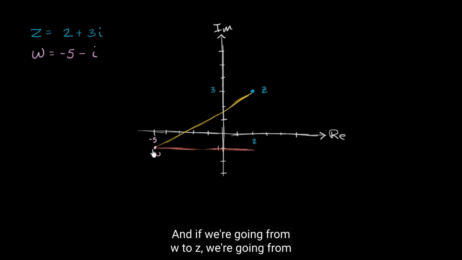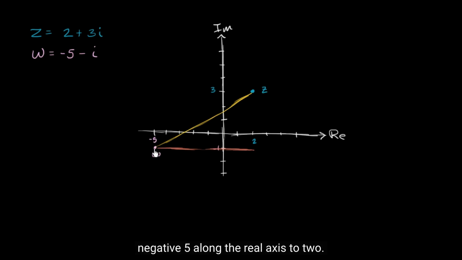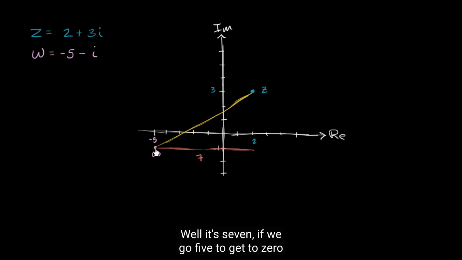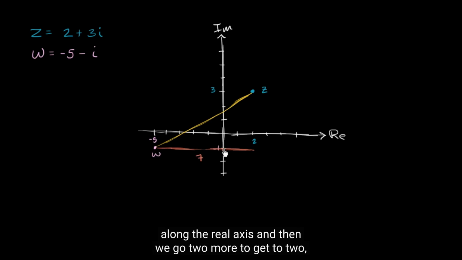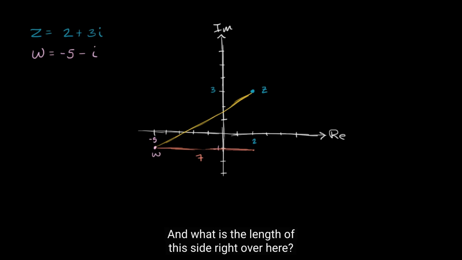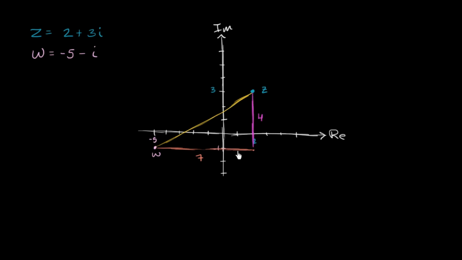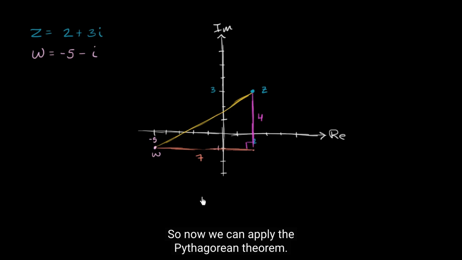And if we're going from w to z, we're going from -5 along the real axis to 2. What is 2 minus -5? Well, it's 7. If we go 5 to get to the 0 along the real axis, and then we go 2 more to get to 2. So the length of this right over here is 7. And what is the length of this side right over here? Well, along the imaginary axis, we're going from -1 to 3. So the distance there is 4. So now we can apply the Pythagorean Theorem. This is a right triangle.